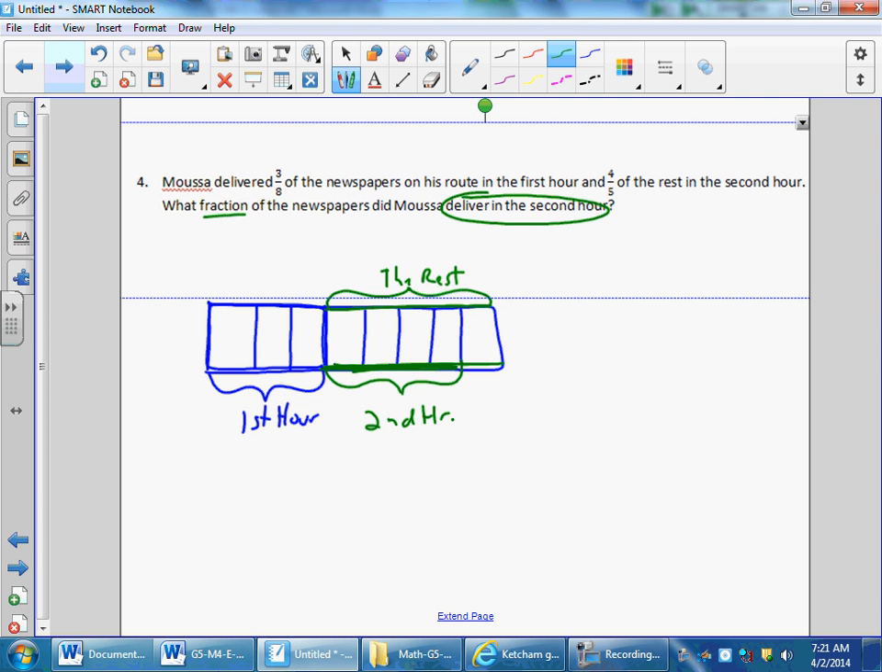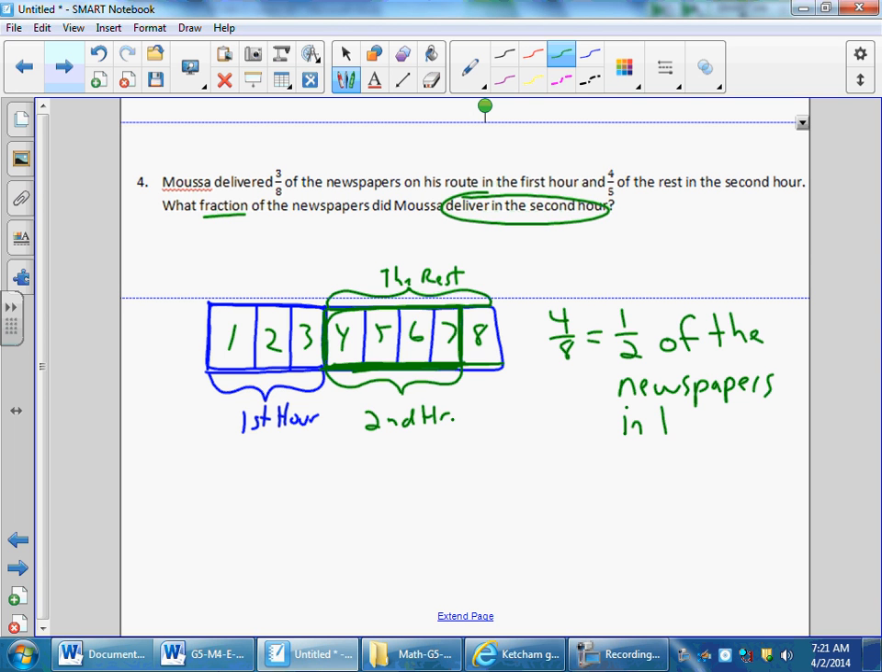What fraction of the newspapers did Mwesa deliver in the second hour? Well, he delivered 4 out of 8. 4/8, which is equal to 1/2 of the newspapers in the second hour.